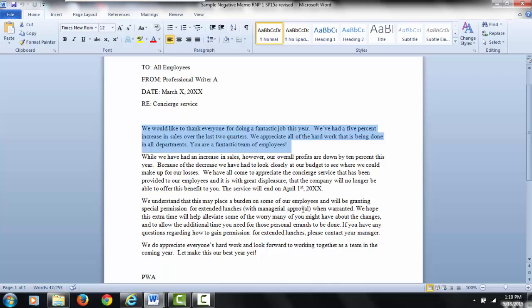Here the writer opens by complimenting the employees on their work and the recent sales increase, and it is only in the second paragraph that the readers begin to learn of the ending of their concierge services, and only definitively stated along with the official service ending date by the very end of the second paragraph. So you see, that's the indirect approach.